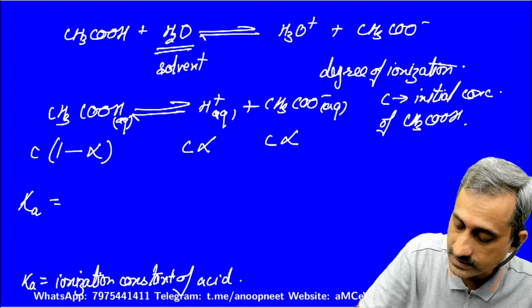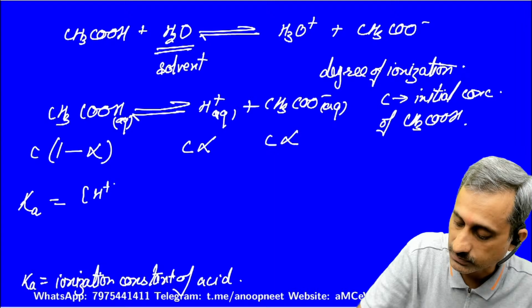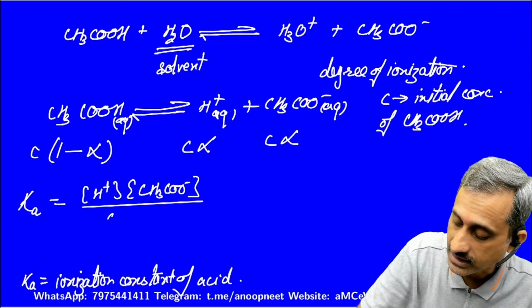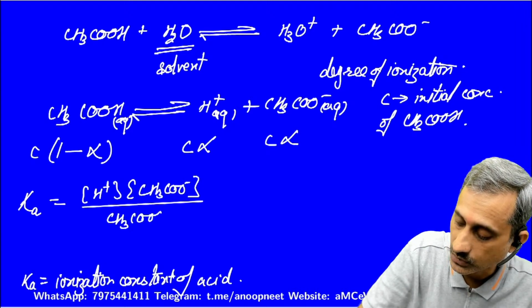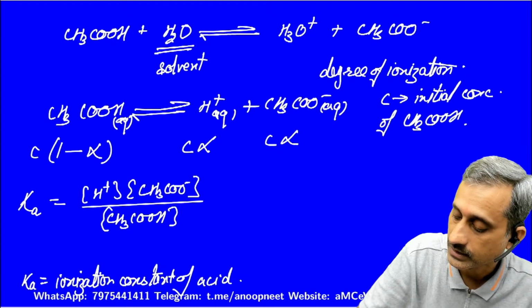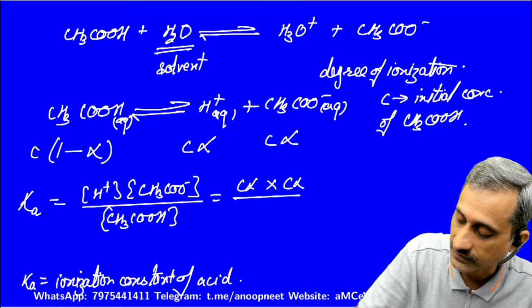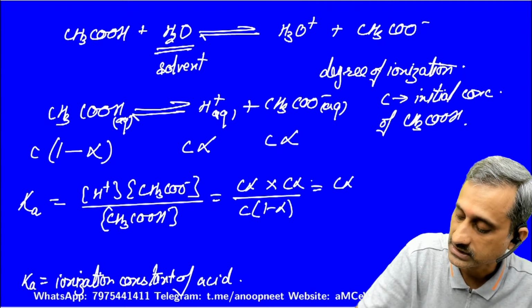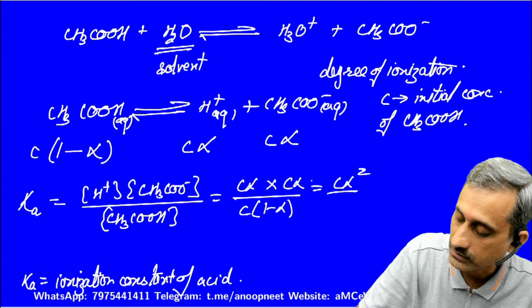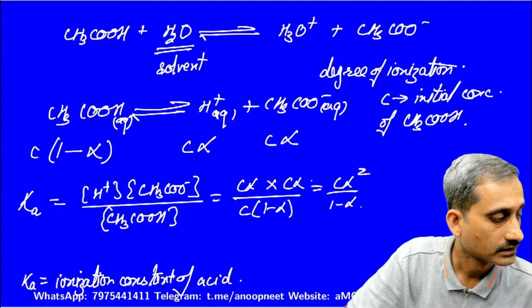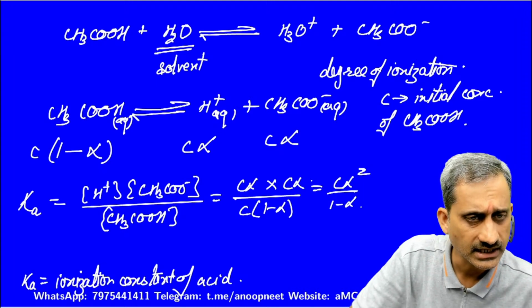Ka is equal to the concentration of H plus into the concentration of CH3COO minus divided by the concentration of CH3COOH. Now that comes out to be C alpha multiplied by C alpha divided by C into 1 minus alpha. That is equal to C alpha square upon 1 minus alpha. Any confusions, anybody? It's straightforward.